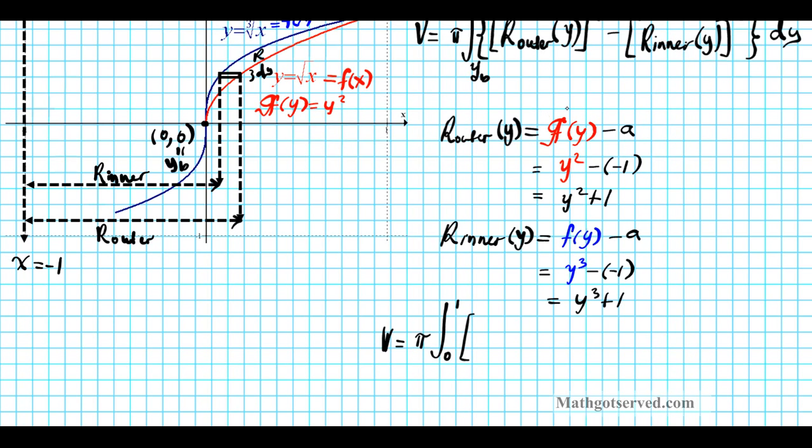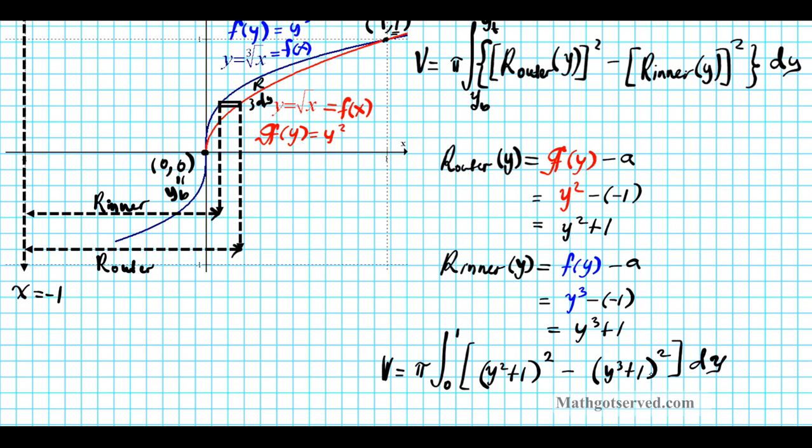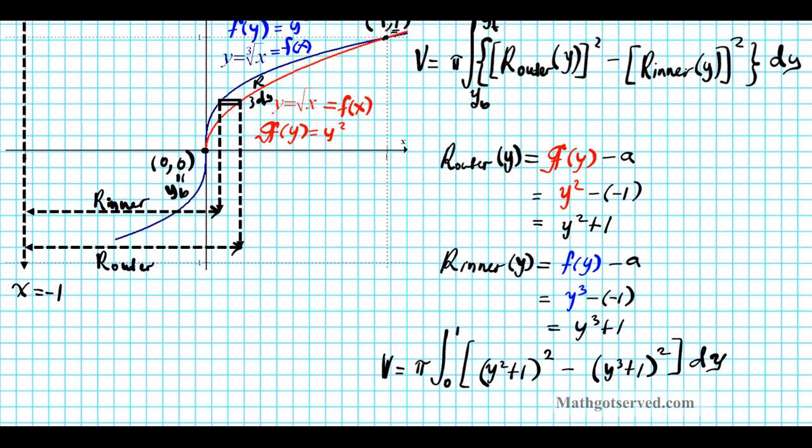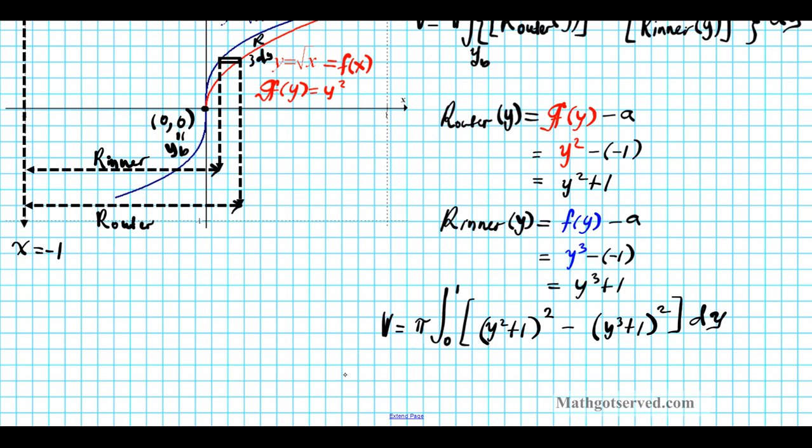Okay, so you're going to be going from 0 to 1 of the outer radius, which is y squared plus 1, and we have to square that, minus the inner radius, y to the third plus 1, squared, dy. Okay, so this is the correct setup to find the volume when this region R is rotated about x equals -1. So let's box our correct answer.